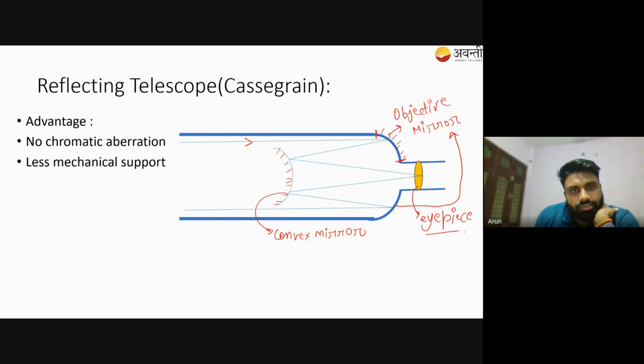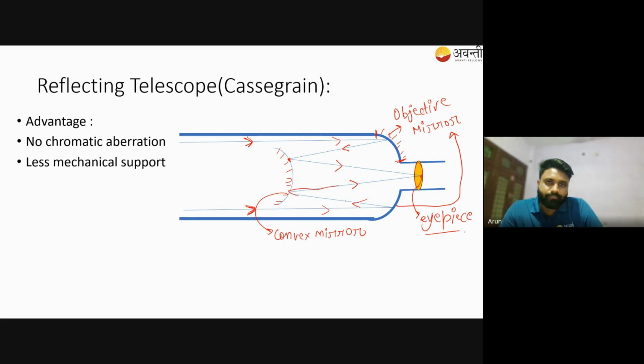Got it? So rays are coming from a distant object. These are parallel rays coming from a distant object. After reflection from this point, it moves in this direction. Again, it reflects in this direction and in this. So these appear to meet here. So a very sharp image of the distant object will be formed at the eyepiece. Okay. It is very simple to make, but for simple purposes. An advantage of it is no chromatic aberration.